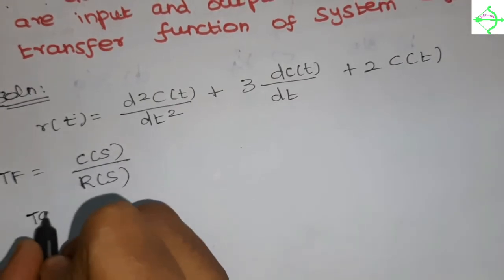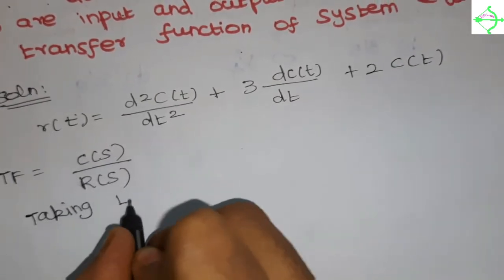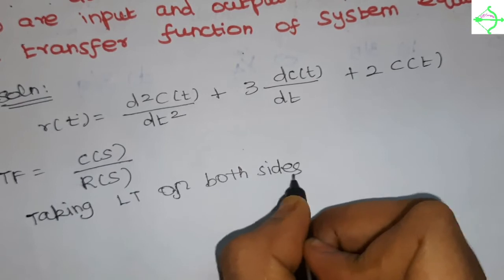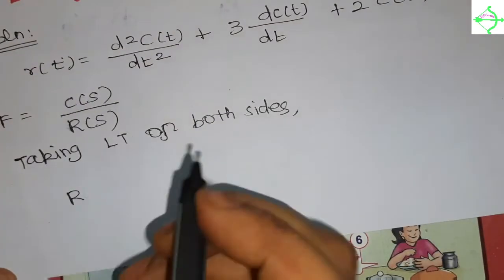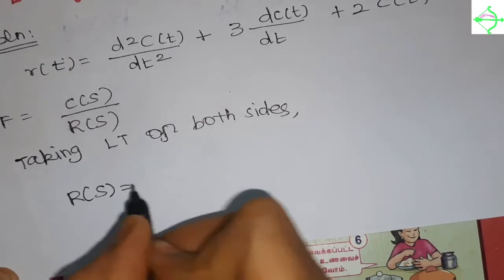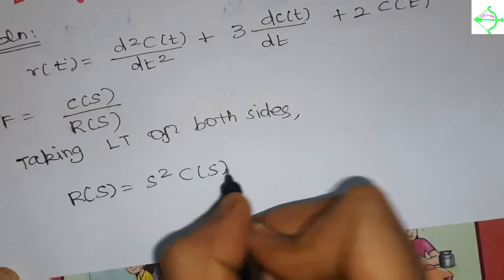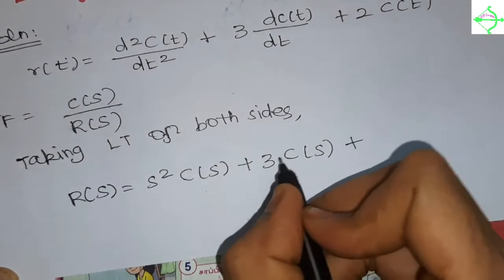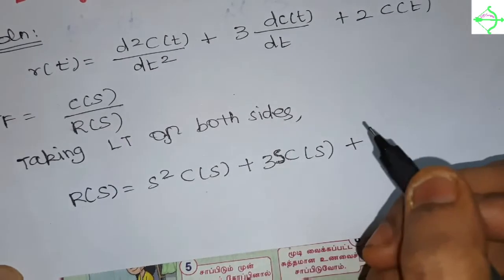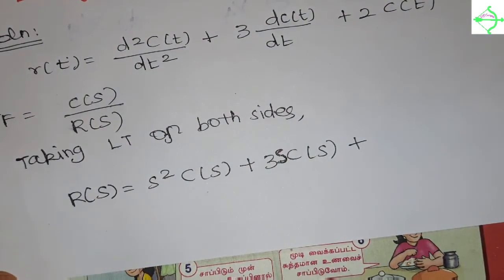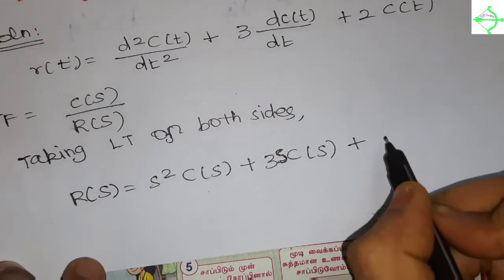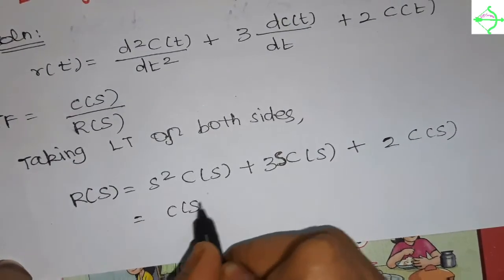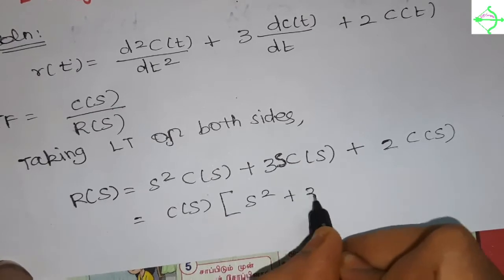Taking the Laplace transform on both sides, R(s) is equal to s squared into C(s) plus 3s into C(s), using the differentiating property of the Laplace transform, plus 2 into C(s). Taking C(s) as common, we get s squared plus 3s plus 2.